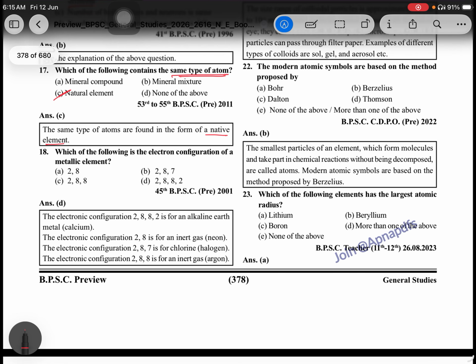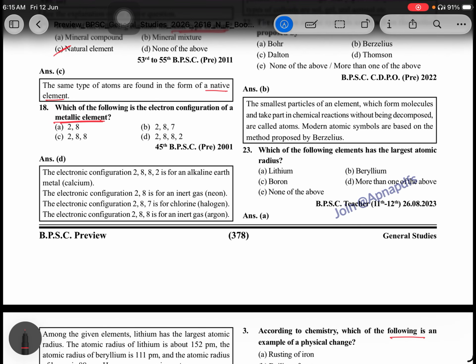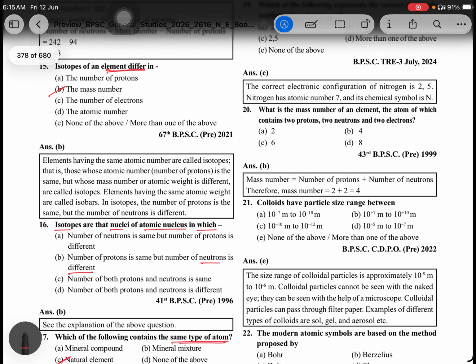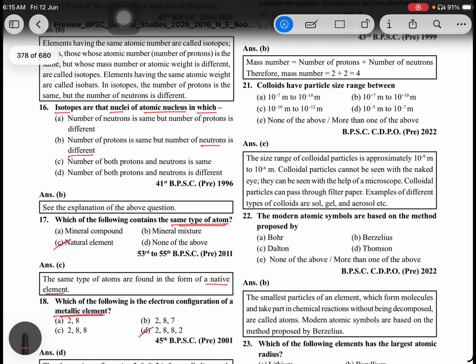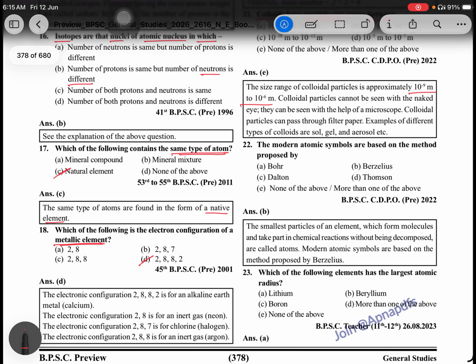Which of the following is the electron configuration of a metallic element? That is 2, 8, 8, 2. Colloids have a particle size range between 10 to the power minus 9 meter to 10 to the power minus 6 meter.